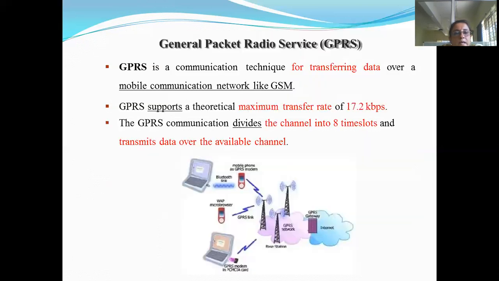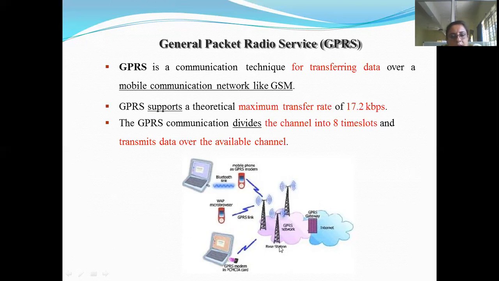Next we will see the general packet radio service, that is GPRS. What is this GPRS? It is also an external communication interface that is used in most embedded systems. You can try to understand it here. There are 2 cell phones. If they are talking to each other, what is at the back side? At the back side, they go through the GPRS network, that is general packet radio service, right?